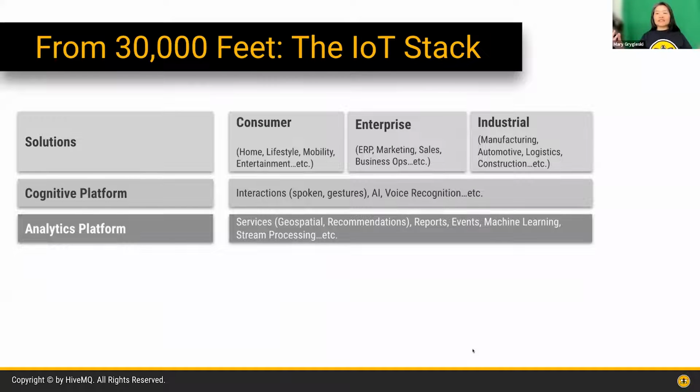Okay, so first, from 30,000 feet, the big picture, the IoT stack. When we bring up the word IoT these days, everybody is like, wow, this fancy thing. And it also means different things to different levels of concern. Just like the OSI networking layer, if you're familiar with that, there are many layers. So IoT itself also has different layers of concern, so to speak, in this space. So let's take a look.